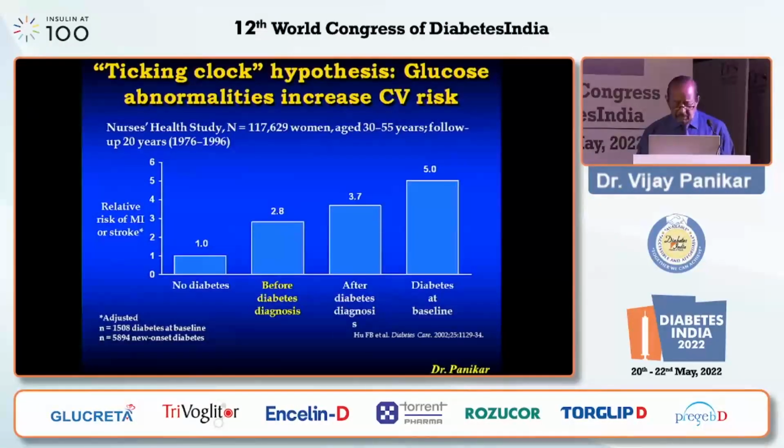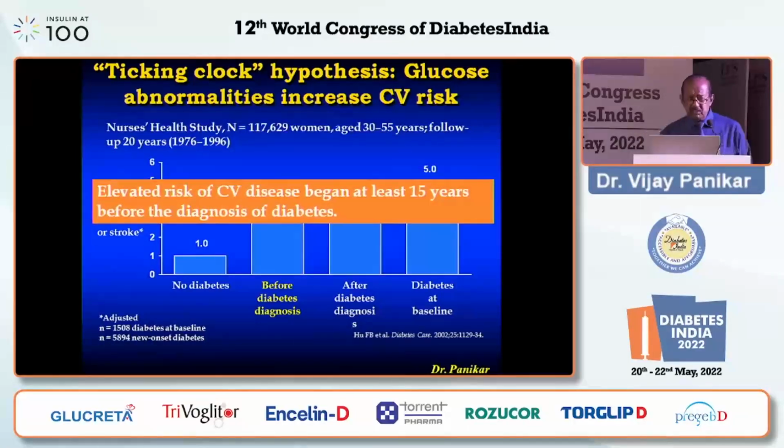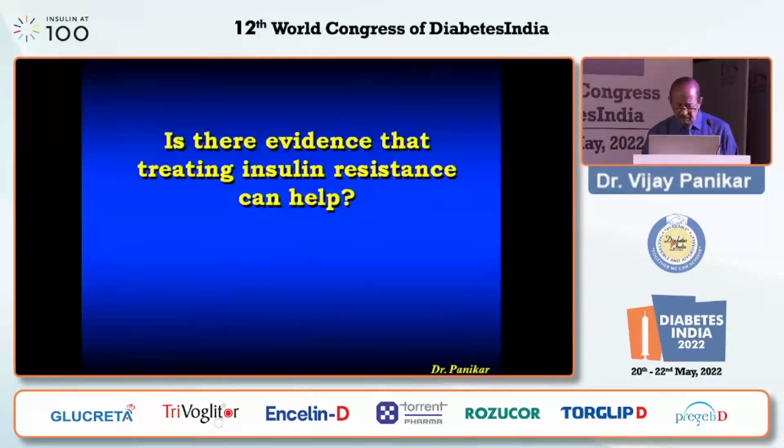This is the ticking clock hypothesis, the Nurses' Health Study. I won't go into the details. But what this showed was that the elevated cardiovascular risk began 15 years before the onset of diabetes. So what are we doing? We are just being sugar controllers without looking at the basic pathophysiology.